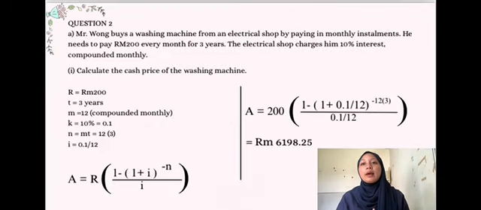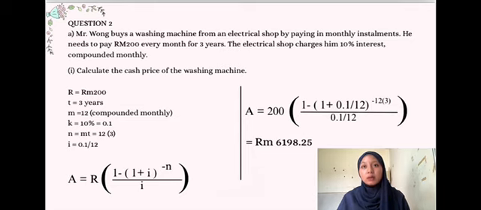Question 2A. Mr. Wong buys a washing machine from an electrical shop by paying in monthly installments. He needs to pay RM200 every month for 3 years. The electrical shop charged him 10% interest, compounded monthly. First question, calculate the cash price of the washing machine.